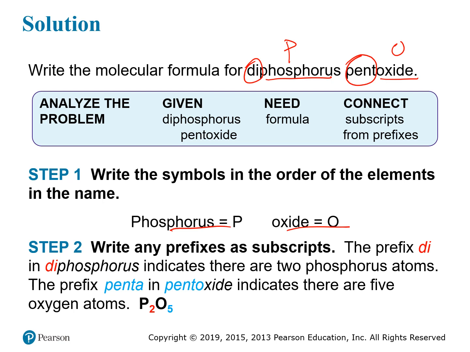And then the prefixes just become subscripts. This prefix di means 2, and the prefix penta, like a pentagon, means 5. Okay? So what this means is that we have 2 phosphoruses and 5 oxygens in this molecule. And so we can write the formula as P2O5. Okay? Make sure that those numbers are subscripts. They're smaller and lowered below the baseline of the letters that you're writing.